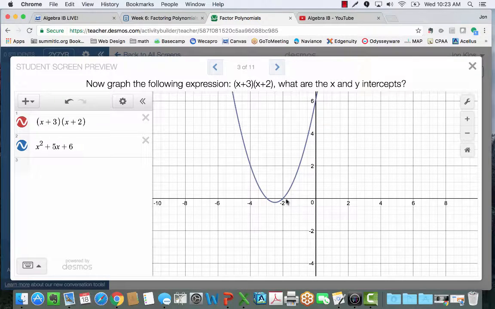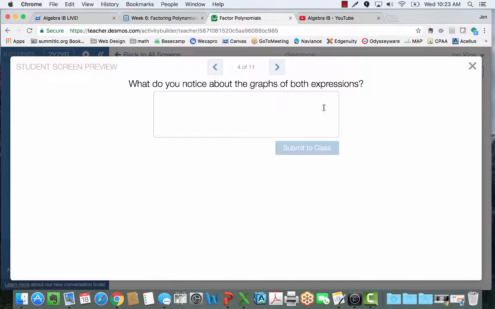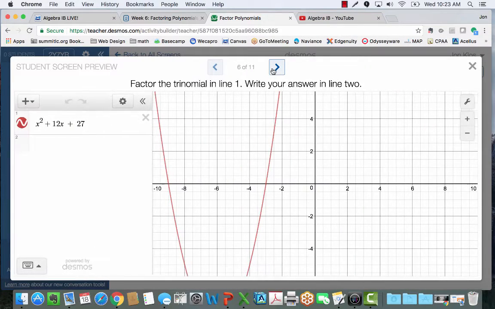So we compare my two graphs to make sure they're looking good. You're going to make some notes about that. We notice the two graphs are the same. And we're going to use that and just run through some examples.